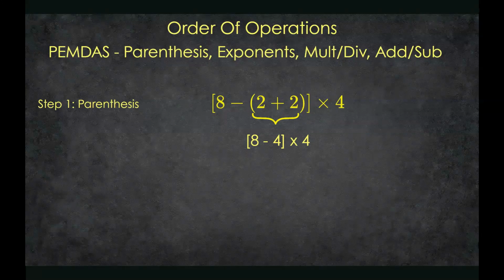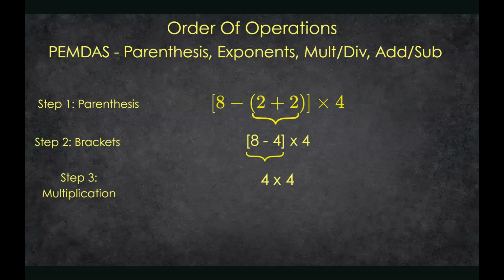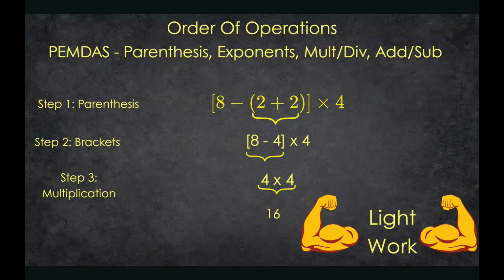And now we see inside the bracket, which is our grouping symbol, 8 minus 4. We want to go ahead and take care of those first. That's going to give us 4. And then we drop down our times 4. And then finally, we're going to multiply 4 times 4. That's going to give us 16. Y'all, that was light work. So easy. Just remember, parentheses, brackets, those are our grouping symbols. We take care of those first, parentheses being before brackets.